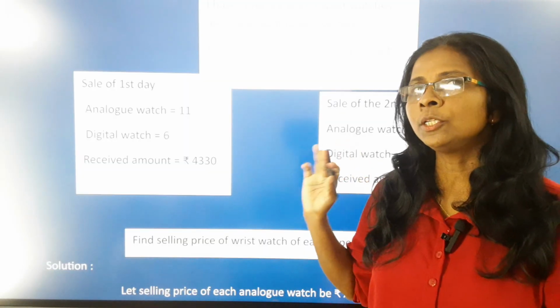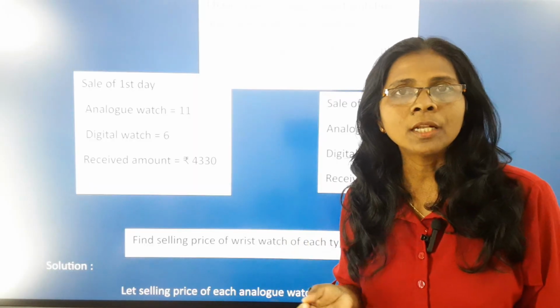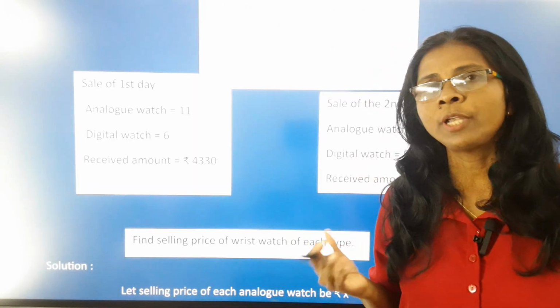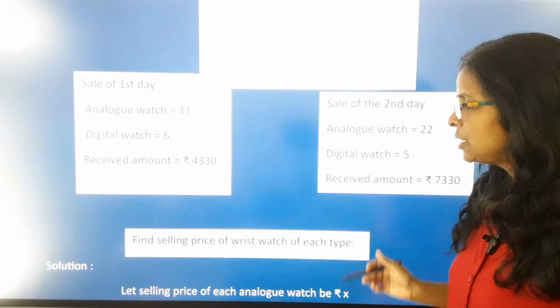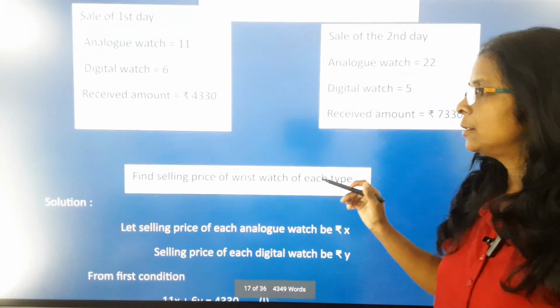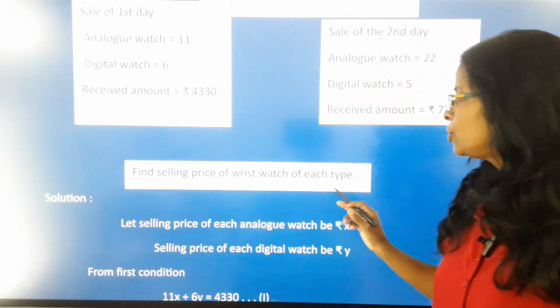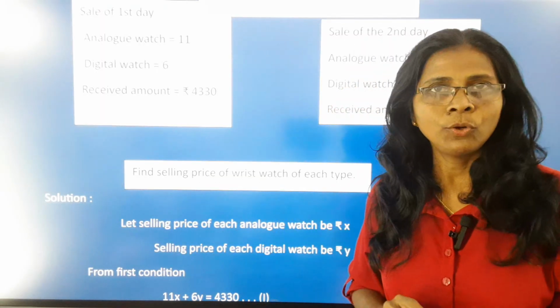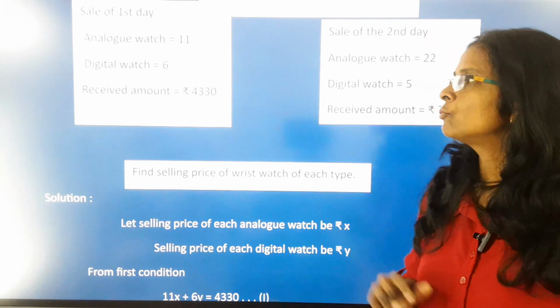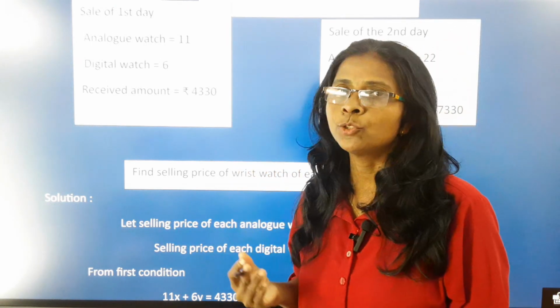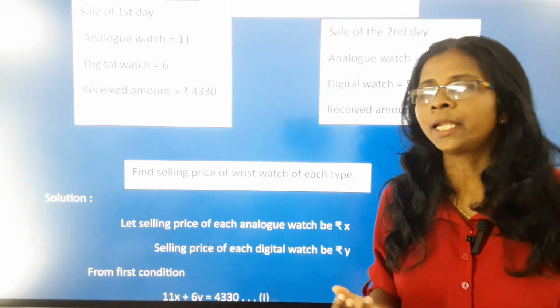And from these two conditions, we have to form the equation and at the same time solve it. That means we have to find the selling price of the wristwatch of each type. Okay, that means the selling price of the analog watch and the selling price of the digital watch we have to calculate.